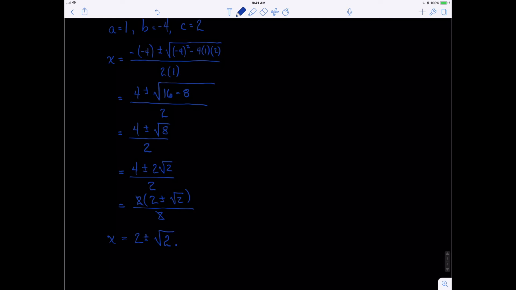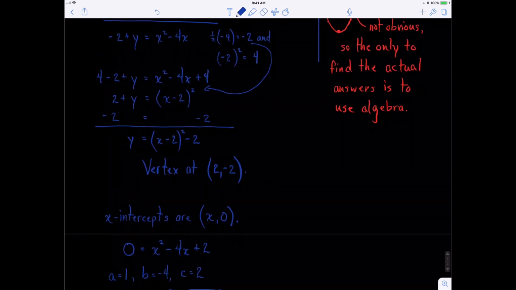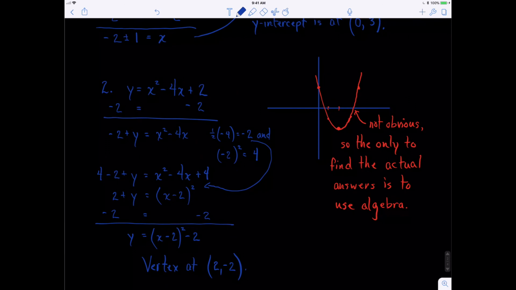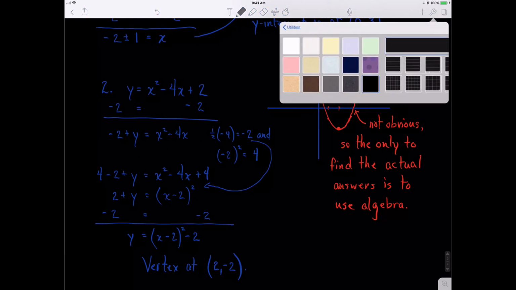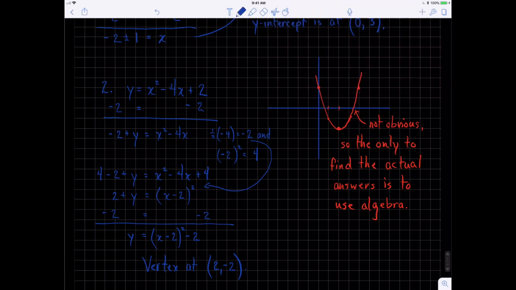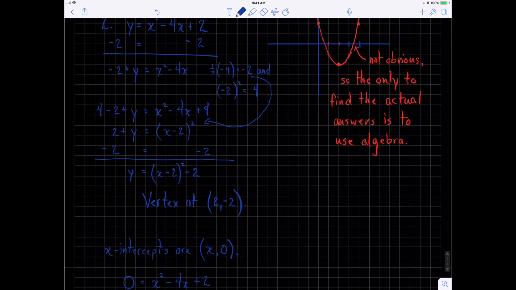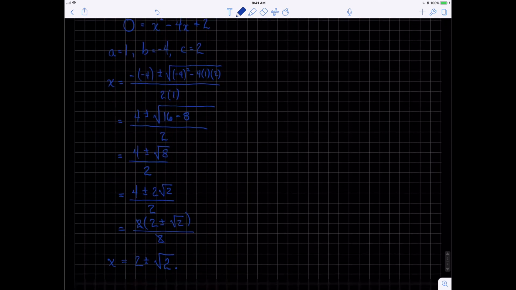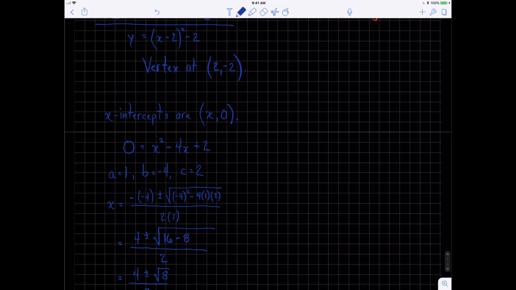So this would be 2 plus 1.4, about 3.4. Let's go back and look at our picture up above. If I turn my graph paper back on for a moment, I said 3.4. So here's 1, 2, here's 3, and here's 4. Yeah, that looks about like 3.4. Pretty close, but there's no way we would have guessed that. So let's come down here. We found our first part.